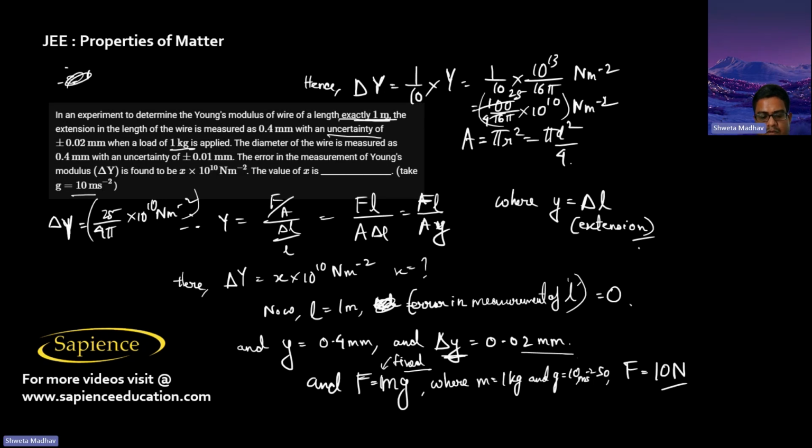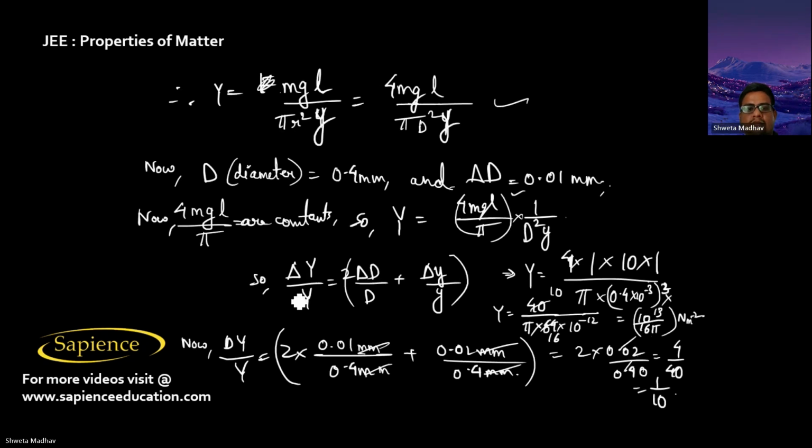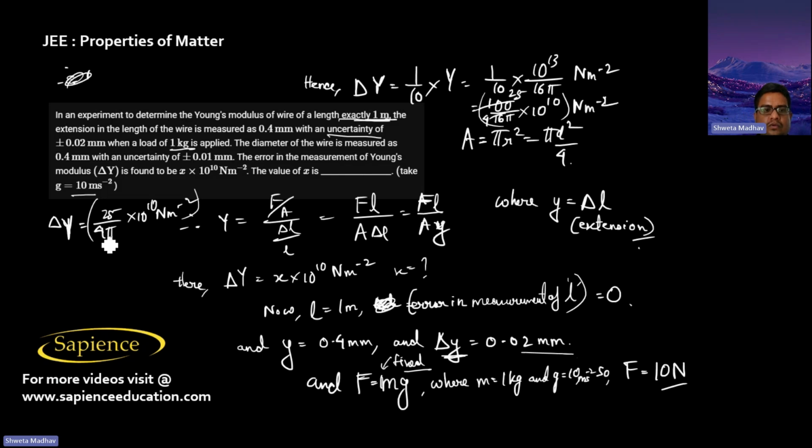25 divided by 4 pi, so that will be approximately 2, I can say. Since 4 pi is approximately 12, and 25 I can take approximately 24, it will be approximately 2. So it is approximately 2 into 10 power 10 Newton per meter square. So it means the value of h should be 2. So 2 is the answer.